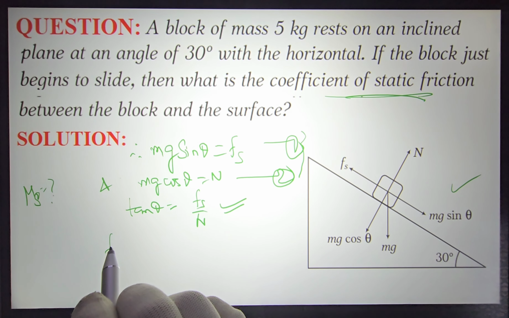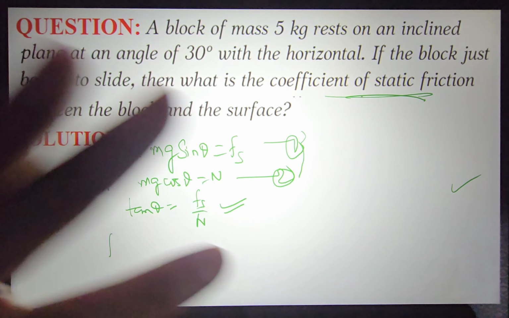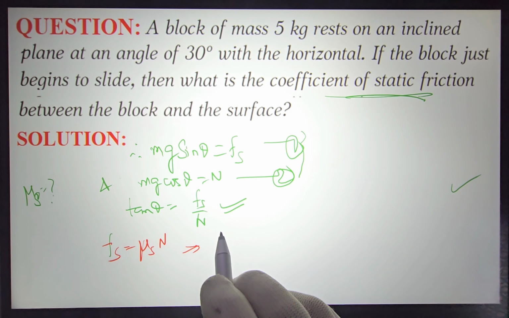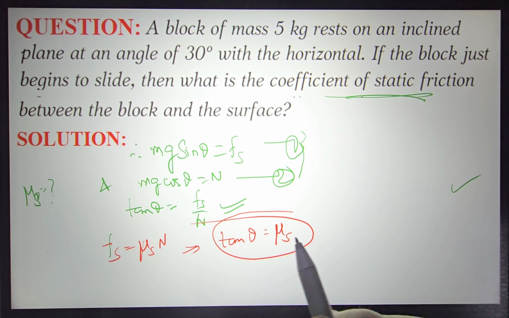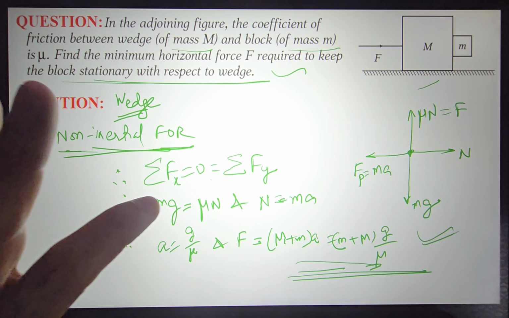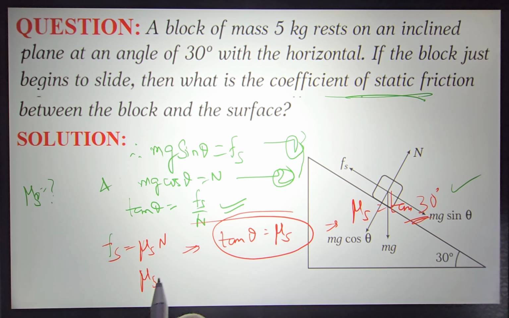For that we would write the equation fs, just a minute, fs is equal to, what is fs? Fs is equal to mu s into N, right? Now in this expression tan theta is equal to mu s. Using these two equations we can say tan theta is equal to mu s. Therefore mu s is equal to tan 30, because the angle is 30 degree. Tan 30 is 1 upon root 3, or 0.577. So this is the answer for the question, right?